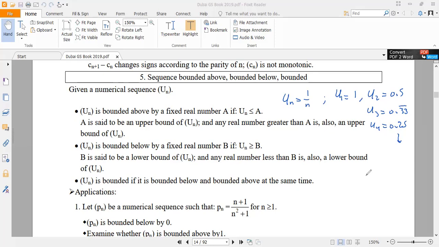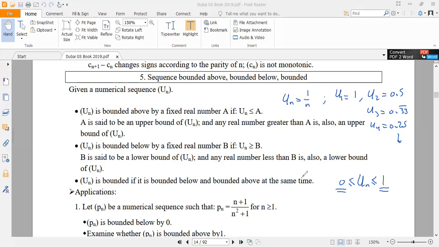So we can say that un is between 0 and 1. Here we said that we can write the equal sign at 0, or we can take it out. In both ways, that's fine. Here 1 is called an upper bound of the sequence, and 0 is called a lower bound of the sequence. A lower bound means un cannot be less than 0. 1 is an upper bound, it means that un cannot be greater than 1.